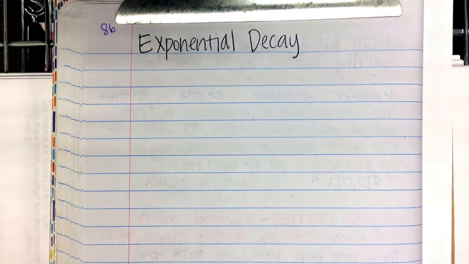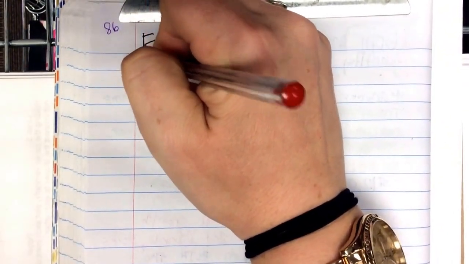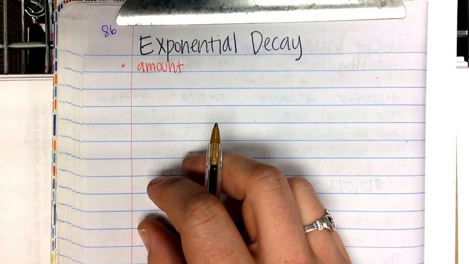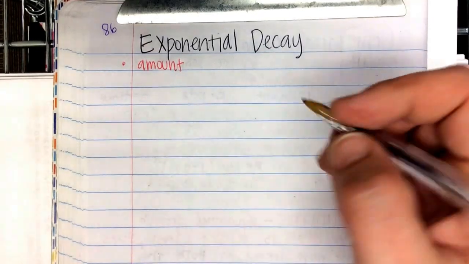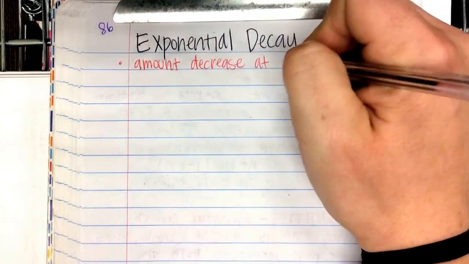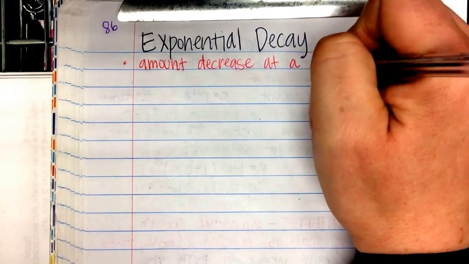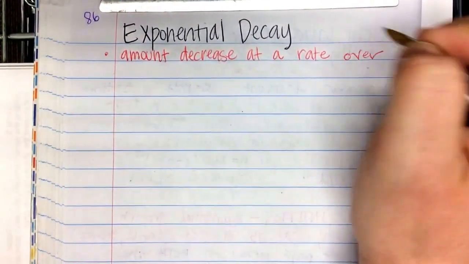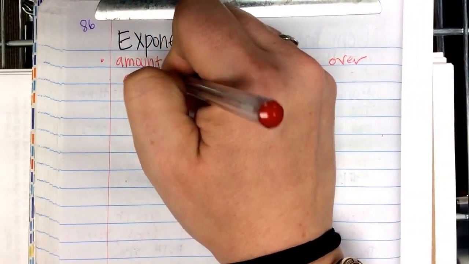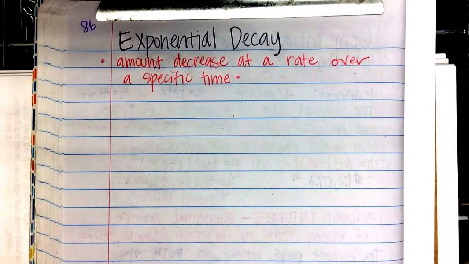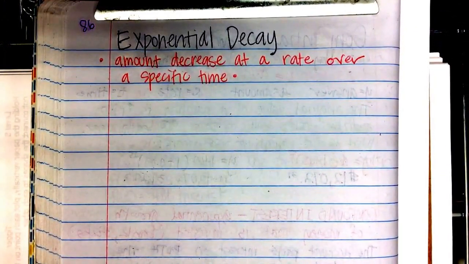So exponential decay, by definition, is an amount or quantity or weight, price. It's an amount that decreases at a rate over a specific time.